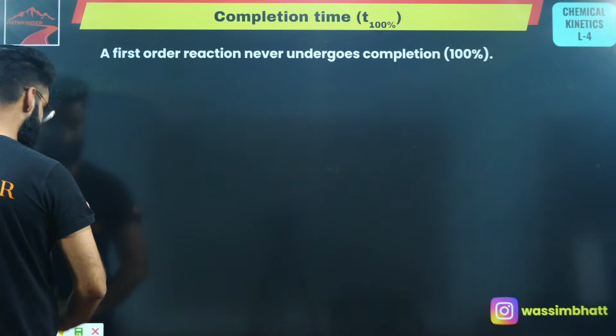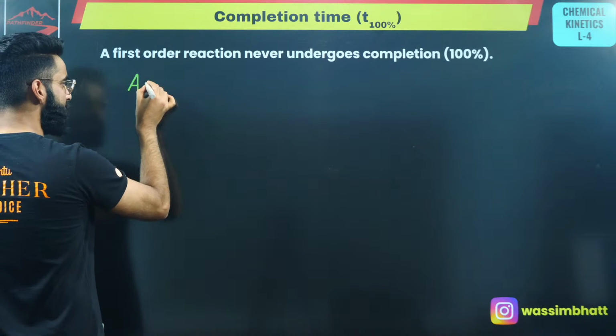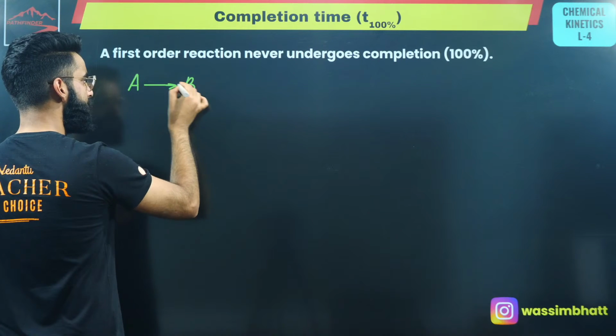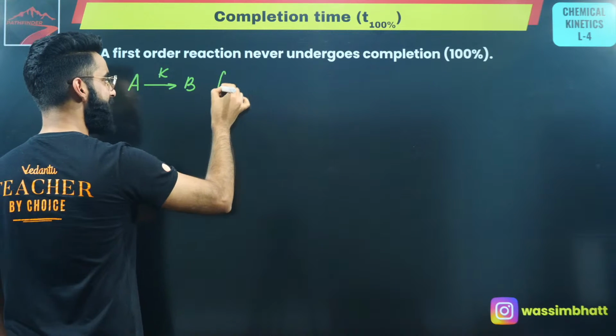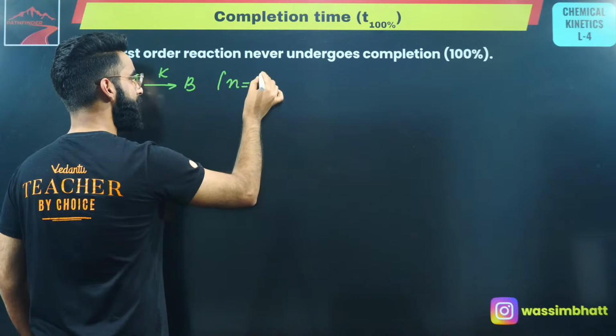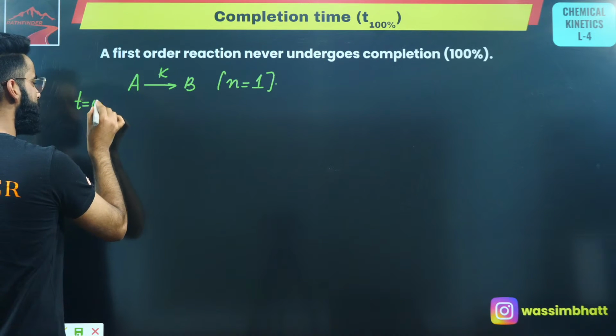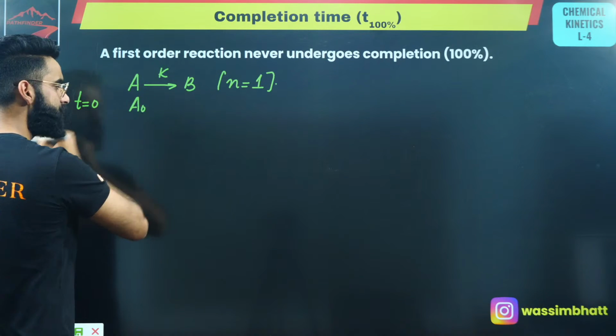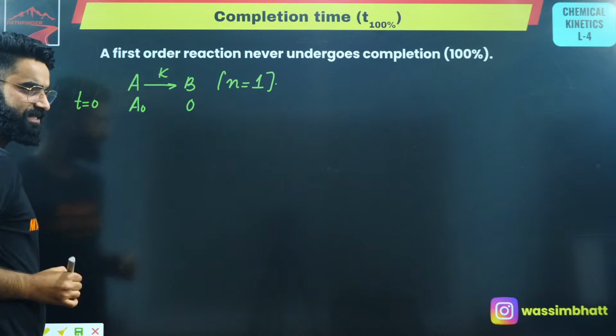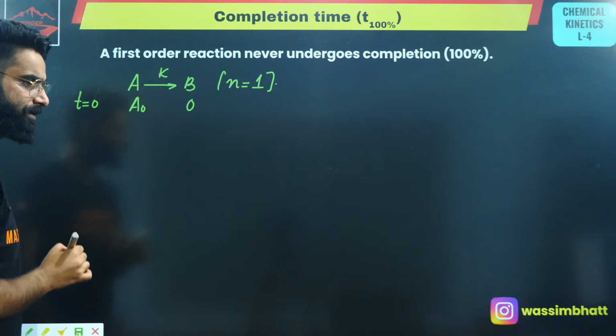Have a look, guys. Again, I'm taking some first order reaction as A gives B, whose rate constant is K, and the order of reaction is 1. N value is 1. At time t is equal to 0, what is the concentration of reactant? That's A naught. Concentration of product is going to be 0. Understand?